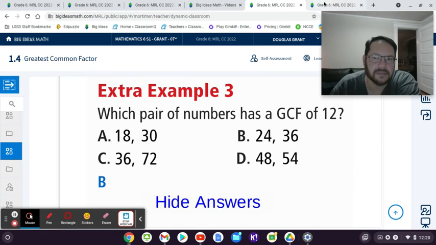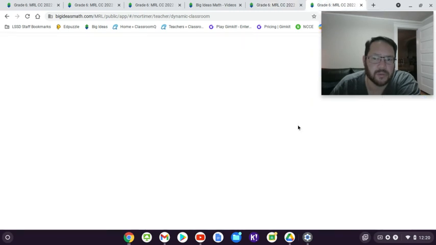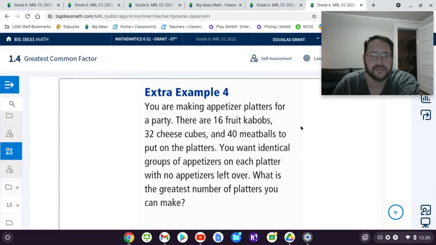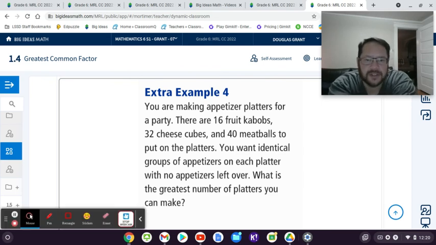All right, and then sometimes you'll have some word problems that require GCF. So, and they often look like this. So you're making appetizer platters for a party. There are 16 fruit kebabs, delicious, 32 cheese cubes, and 40 meatballs to put on the platters. You want identical groups of appetizers on each platter with no appetizers left over. What's the greatest number of platters you can make? So in this problem, you're asked to find the GCF.